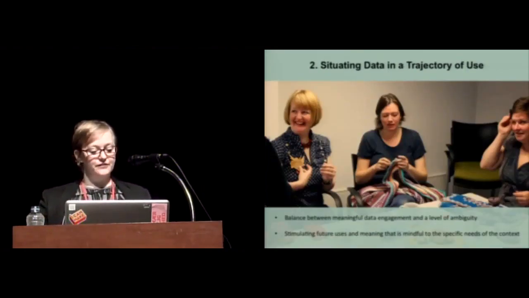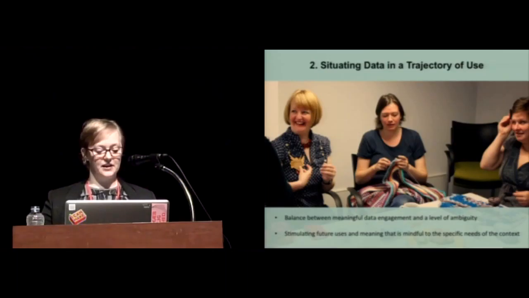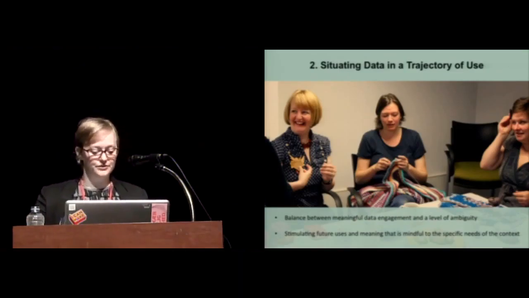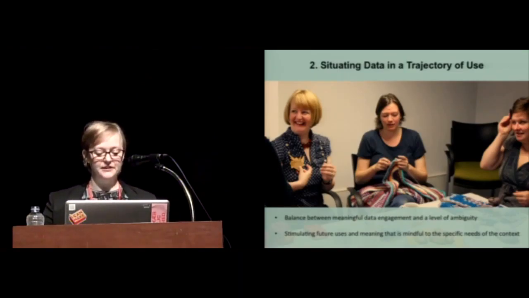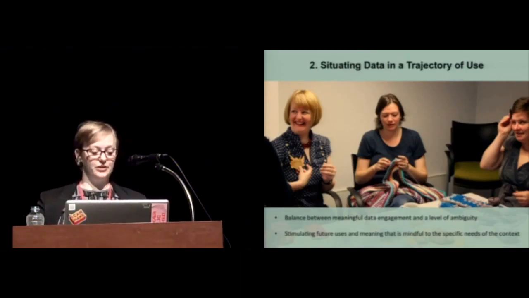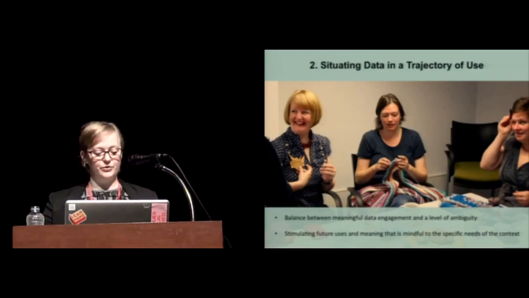By reflecting on conversations with the participants about the creative and aesthetic judgments involved in capturing the data, the selection, scaling, mapping, display, and finally fabrication of the data things, in addition to possible future uses imagined and suggested by participants, for example, as printing blocks, brooches, or coasters, we found that a balance between meaningful data engagement and a level of ambiguity to stimulate future uses and meaning is important to situate data in a trajectory of use that is mindful to the specific needs of the setting.